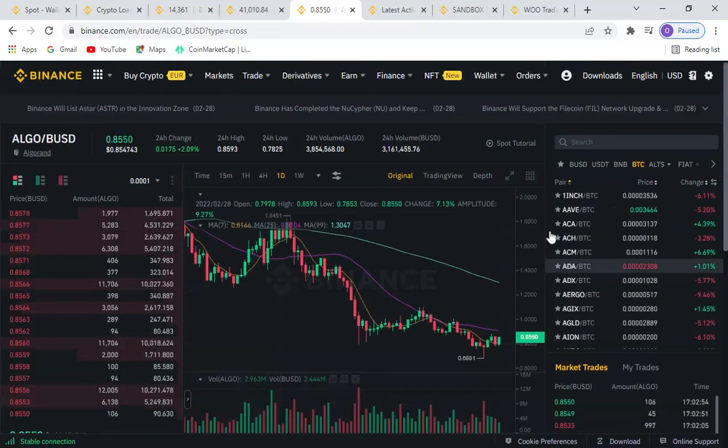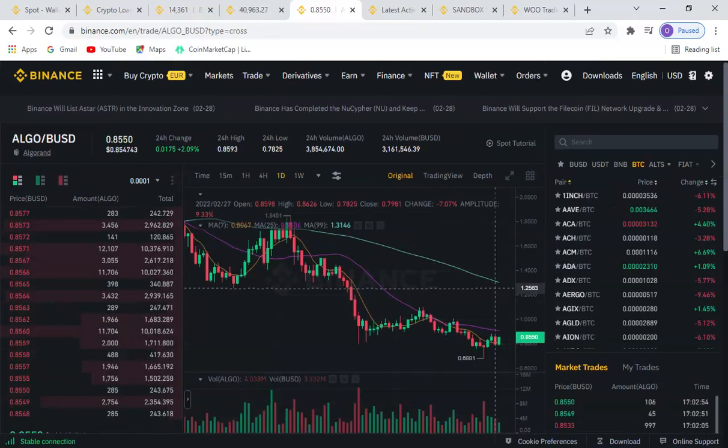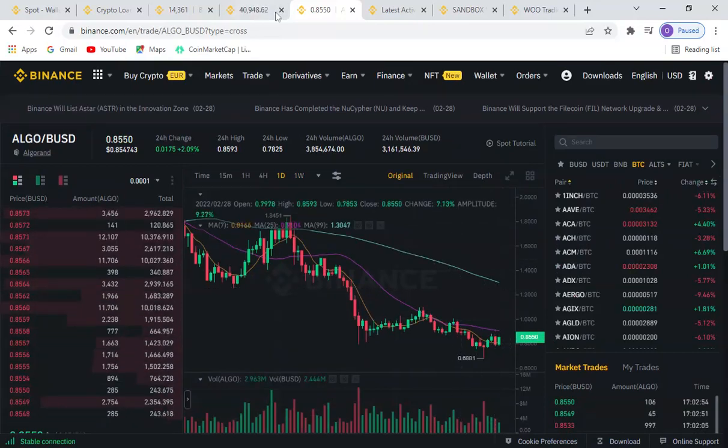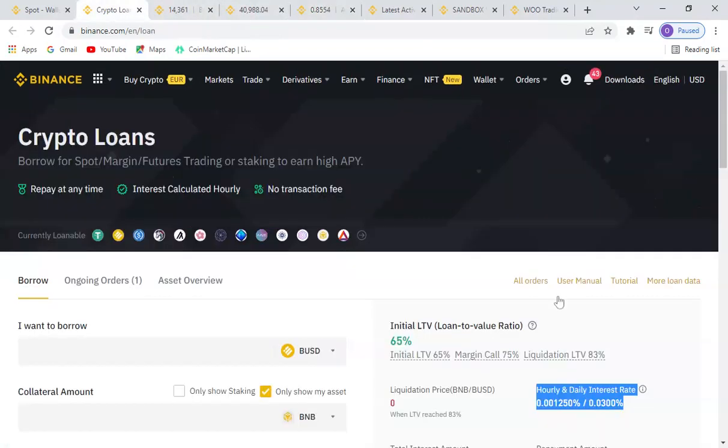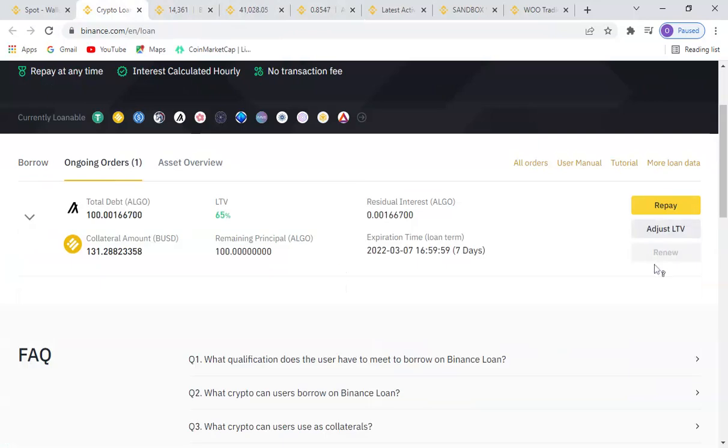So you can decide to hold for a little longer and sell to make back profit, or you can start trading here on a short-term basis or a long-term basis. Next, you can go over to the ongoing orders to see a list of orders. You can also adjust your LTV.